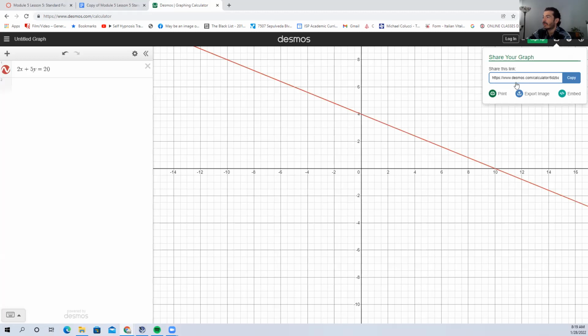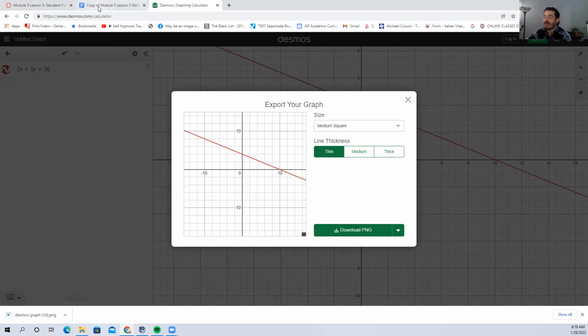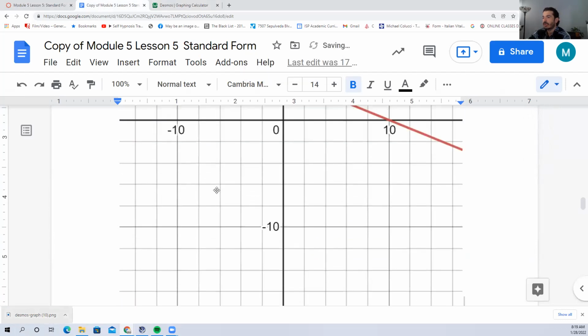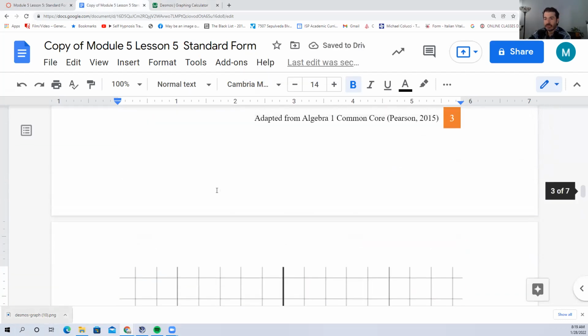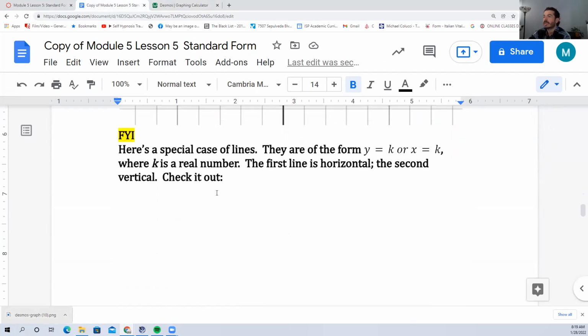Share my graph. I'm going to export the image. Fine. I'm going to download PNG. I don't even know what that is. Doesn't even matter. I'm going to take this and drop it right into my Google Doc, and look. Done. Less than 10 seconds to do that problem.